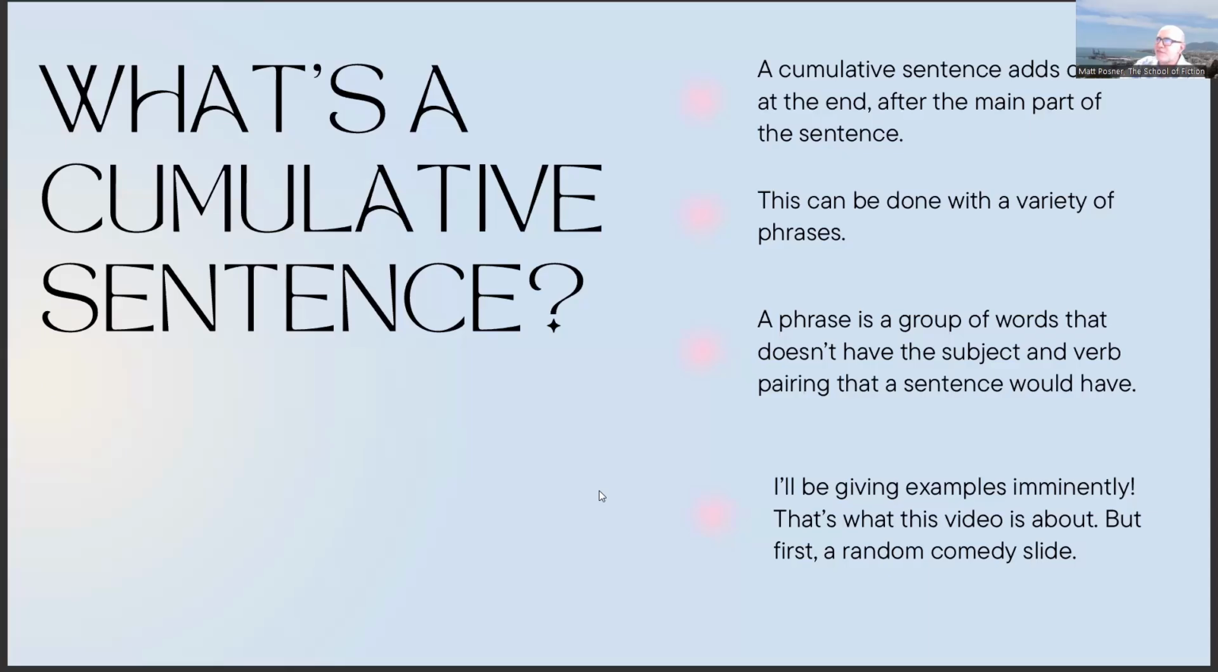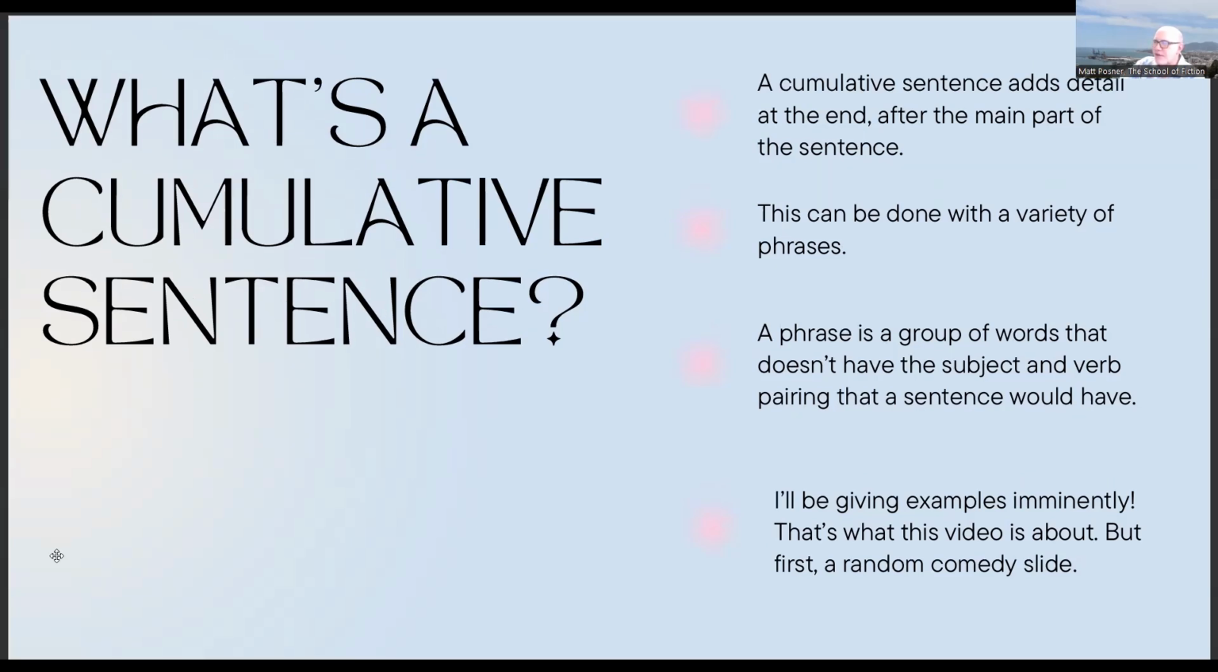What is a cumulative sentence? Well, it adds detail at the end of the sentence after what we call the main clause, or the main part of the sentence. And this can be done with a variety of different phrases. A phrase, of course, is a group of words that doesn't have the subject and verb pairing that a sentence would have. And I'll be giving examples imminently. That's what this video is about.